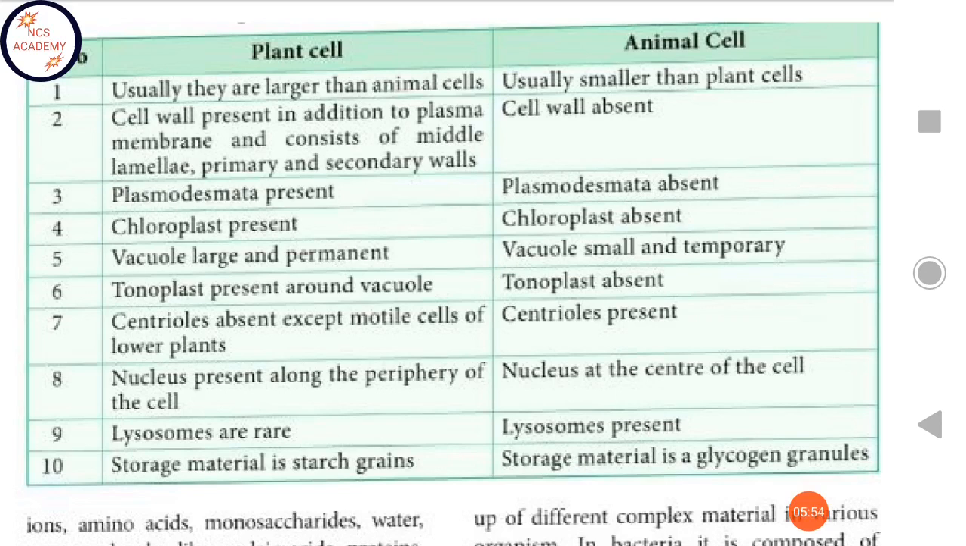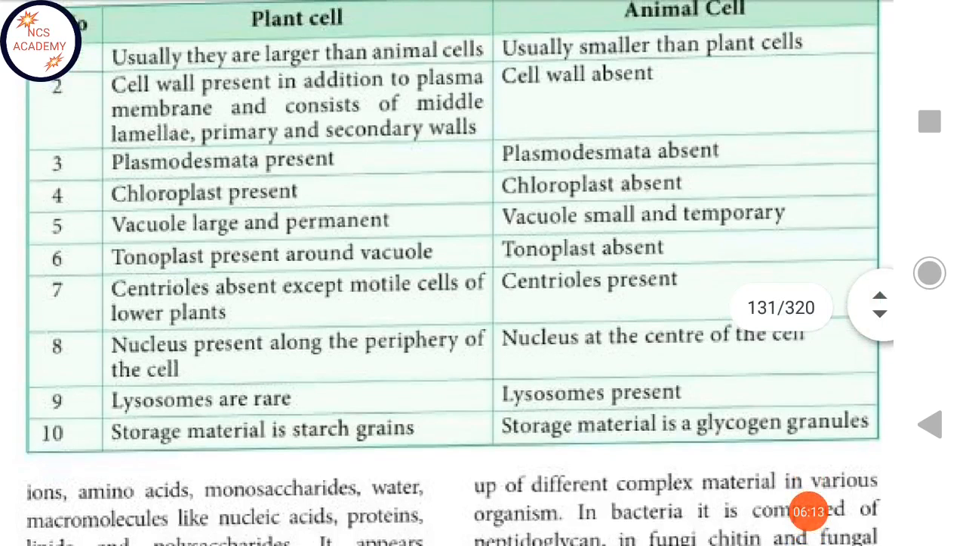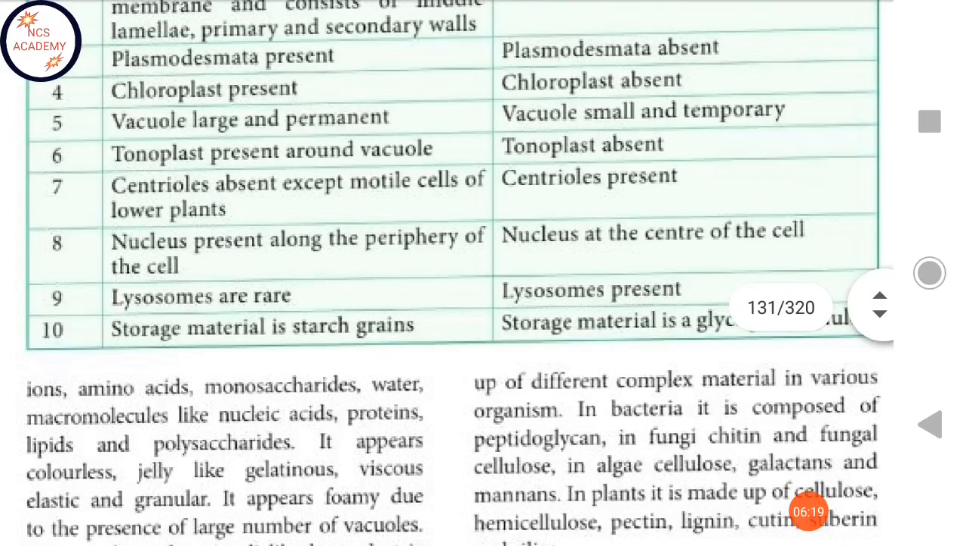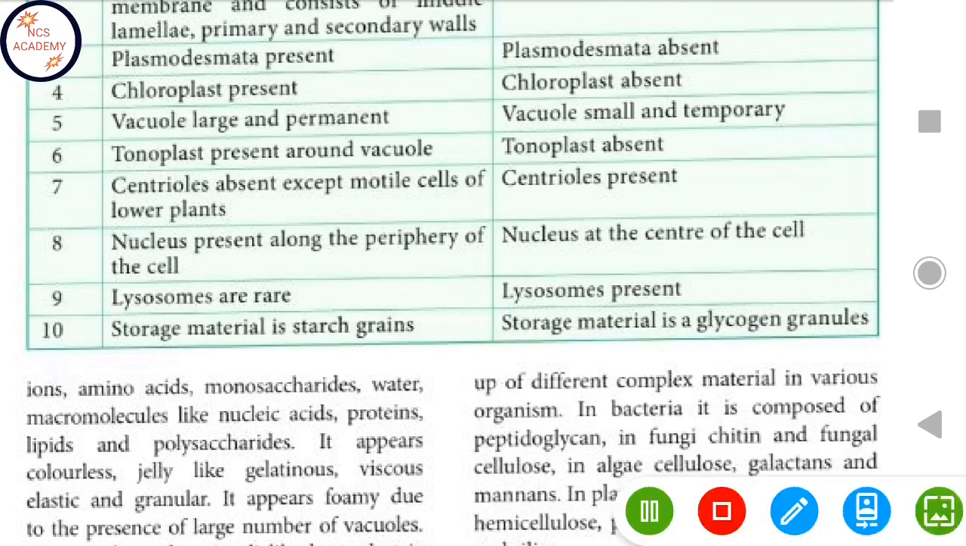Likewise, plant cell possesses a cell wall, but cell wall is absent in animal cells. Plasmodesmata present, here absent. Chloroplast present, here absent. Vacuoles are usually larger and permanent here. In animal cells, vacuoles are small and temporary. Likewise, tonoplast is present around the vacuole; here, tonoplast is absent. Likewise, a number of references are given. You have to go through this and write this completely.